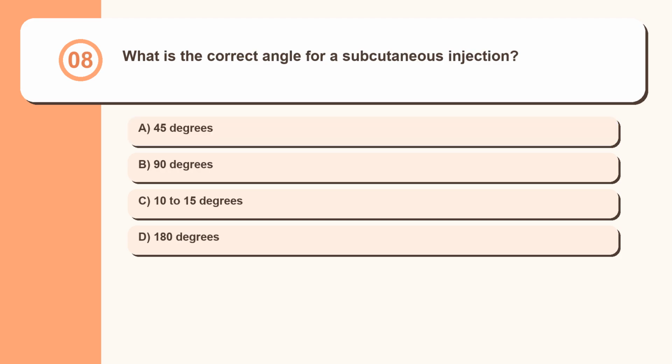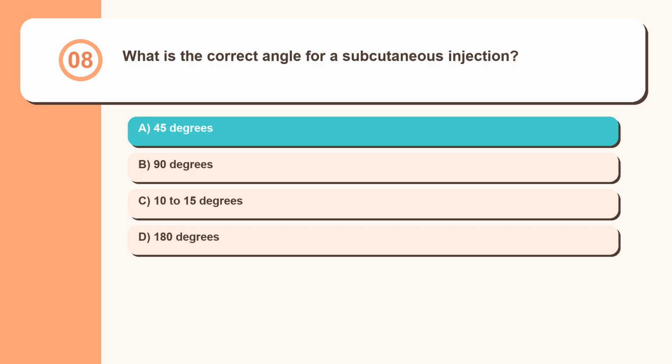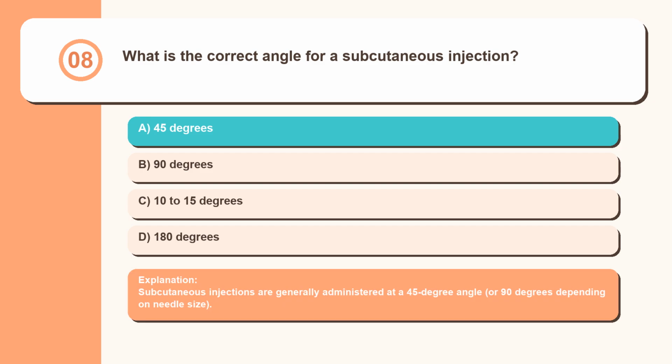Question 8. What is the correct angle for a subcutaneous injection? 45 degrees, 90 degrees, 10 to 15 degrees, 180 degrees. Subcutaneous injections are generally administered at a 45-degree angle, or 90 degrees depending on needle size.